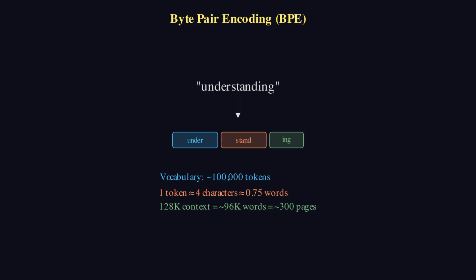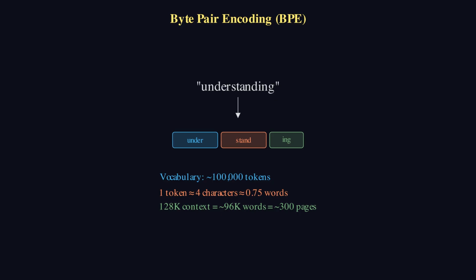AI models don't see words the way we do. They see tokens, pieces of words. The most common tokenization algorithm is Byte Pair Encoding, or BPE. It starts with individual characters and repeatedly merges the most frequent pairs. The word understanding might become 3 tokens, understanding. The word the is so common it stays as 1 token. A rare word like pneumonoultramicroscopicsilicovolcanoconiosis gets split into many small pieces.